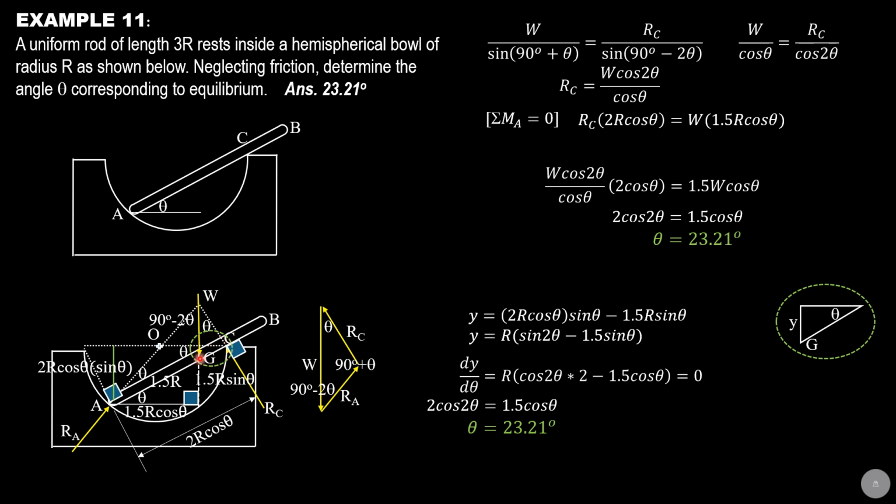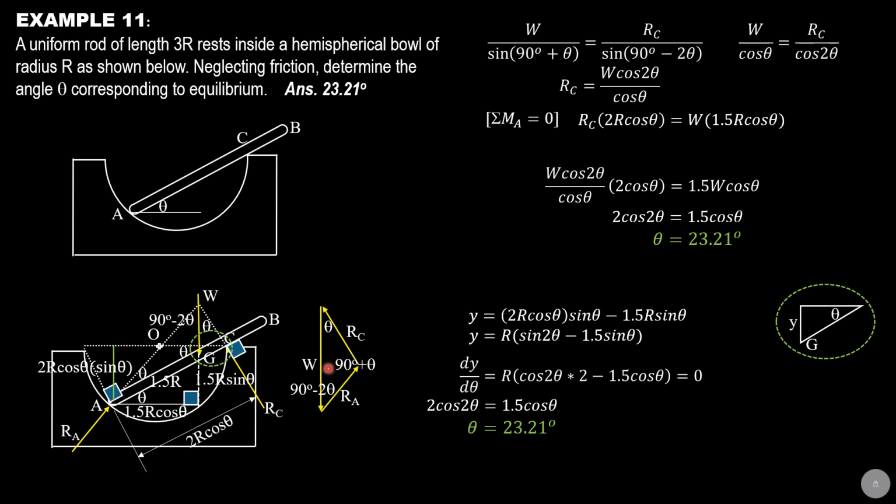So I enlarge this portion. We have a right triangle here. That's vertical, that's horizontal, which is now this part here. And I'll call this y. So take note that this is equal to the difference between 2r cosine theta and 1.5r. A to G is 1.5r. So this hypotenuse here is 2r cosine theta minus 1.5r.